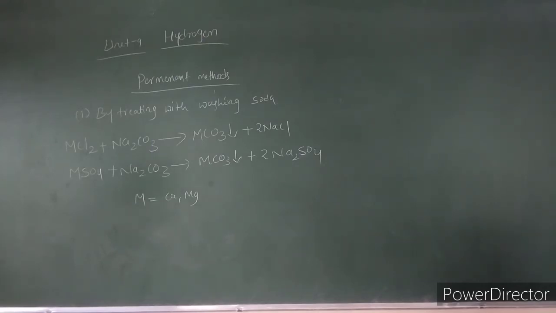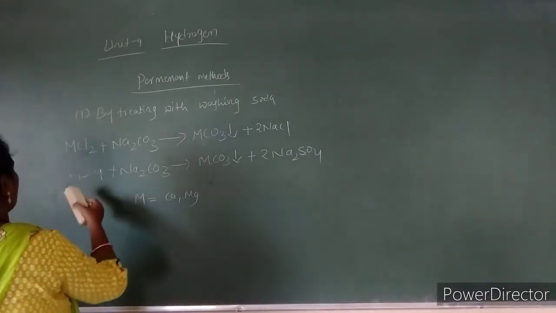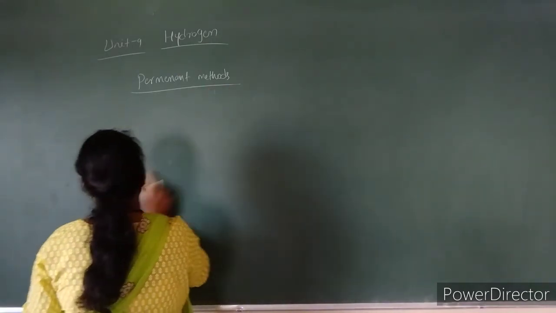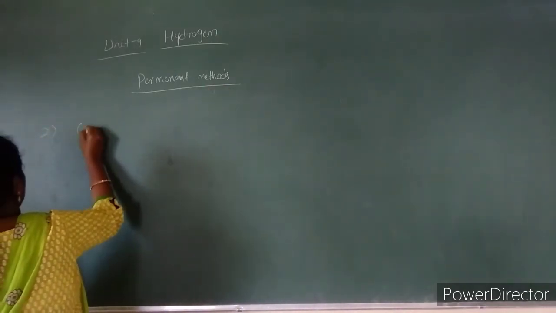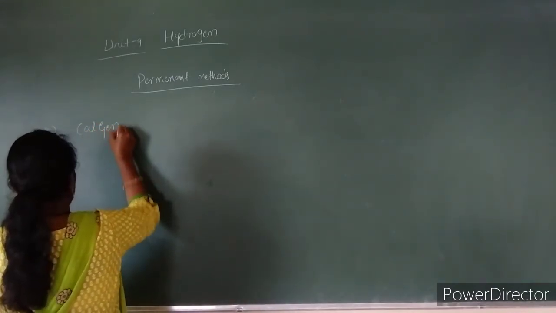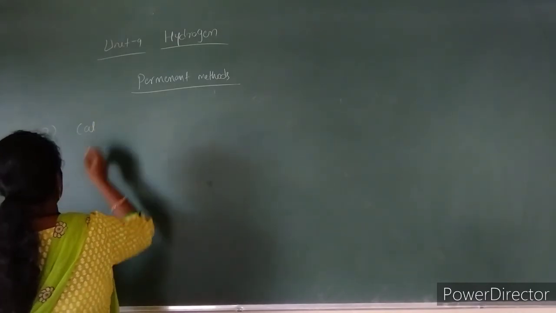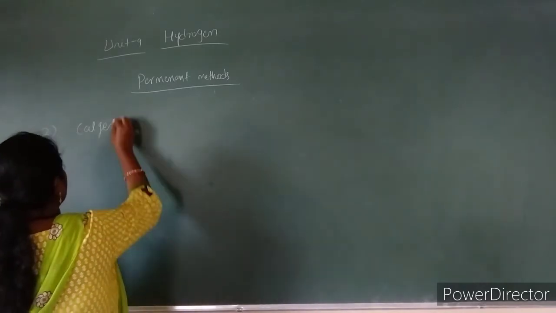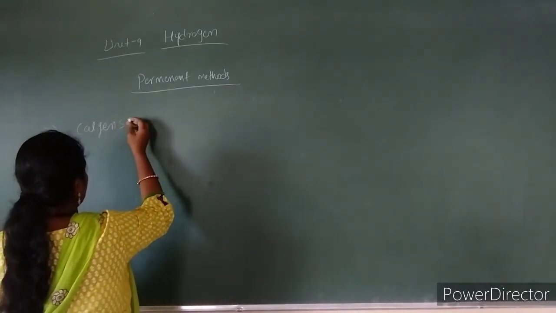So next is the Calgon method. The sodium hexametaphosphate is commercially called as Calgon. So we can remove hardness of water by adding Calgon to the hard water. So this is the second method. Calgon is nothing but sodium hexametaphosphate.